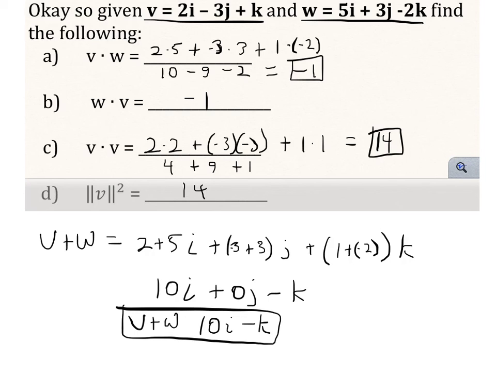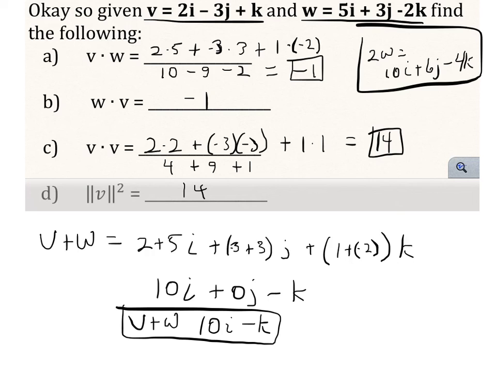Alright? And if you wanted to multiply, say, let's go with 2W. Well, again, we get 10I plus 6J minus 4K. Okay? So everything we've done so far is exactly the same, except now you've got a third dimension. Okay? Third dimension.